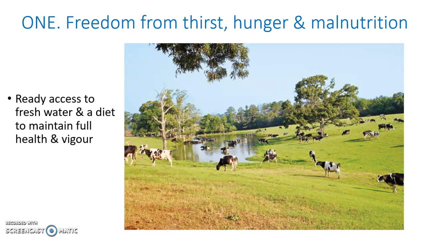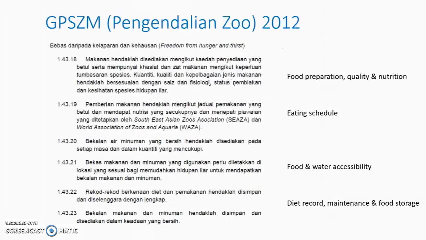I repeat it again. The first freedom is freedom from thirst, hunger, and malnutrition. So you need to provide ready access to fresh water and a diet to maintain full health and vigor of the animals. So this has been mentioned as such in the Garis Panduan Standard Zoo Malaysia. Alright, you can have a read that later.